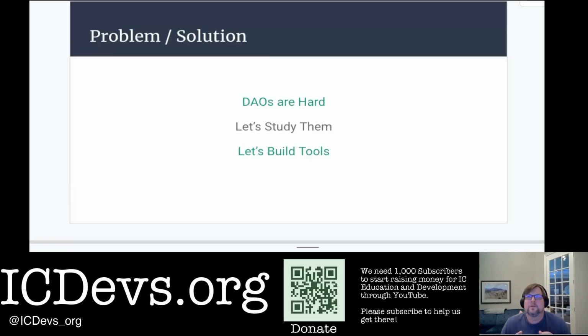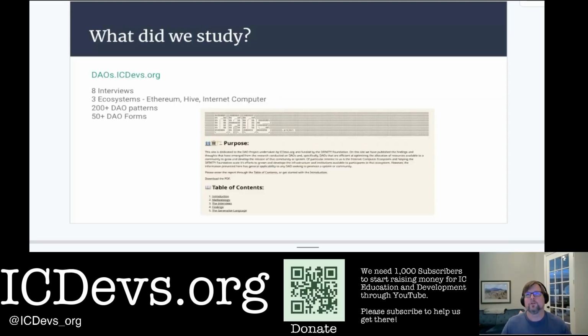The problem and solution that we were looking at in this grant was the fact that DAOs are hard. We tried to raise a lot of money and start a lot of things early in ICDevs' organization. It was hard and things didn't quite work. We've seen a number of SNSs launched on the Internet Computer, some successful, some not so much. We wanted to build some tools, do some research, and provide some material that would help those DAOs be more successful. So first of all, what did we study?